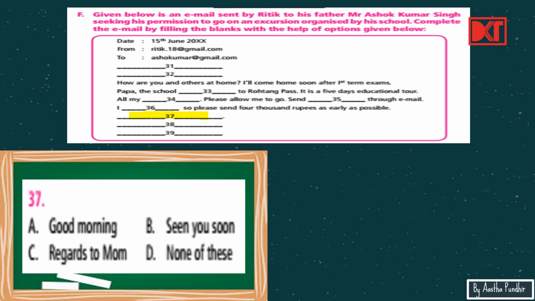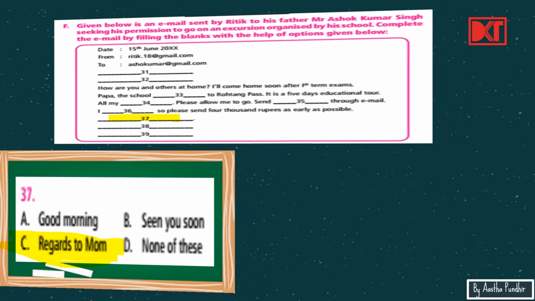Okay, now here 37, you sort of write regards and goodbye. Options are good morning, see you soon, regards to mom, or D, none of these. You write your regards to mom, you're writing this to your father, so you write regards to mom, or if you have an elder sibling or a younger sibling or your grandparents, you write regards to dada, regards to grandparents or mom, and love to say whosoever the younger sibling is. Okay, like that.